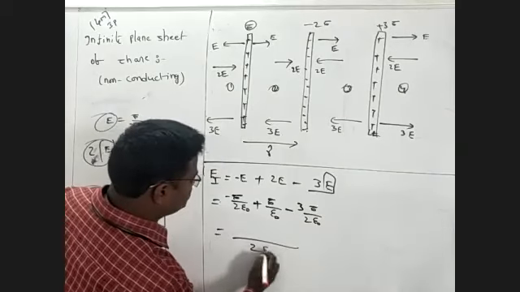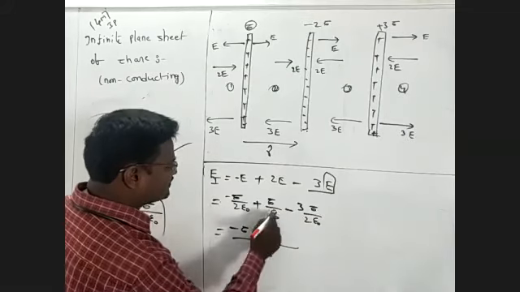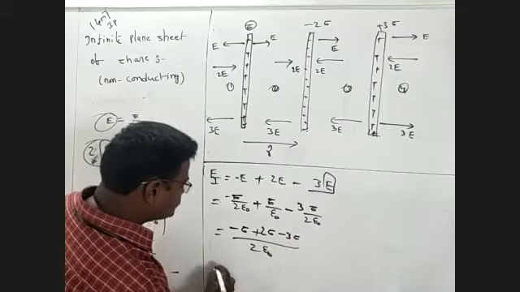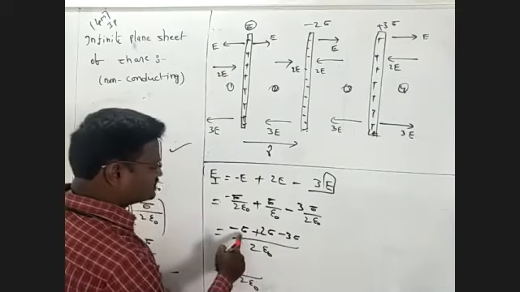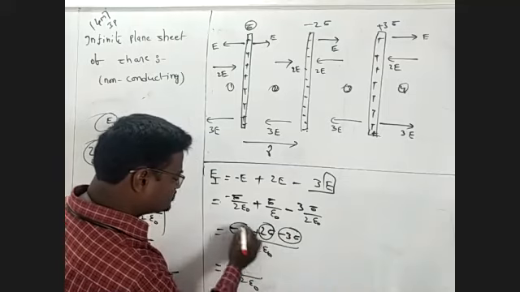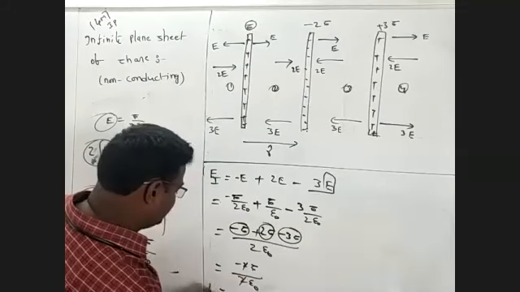Take the LCM 2 epsilon naught. The 2 epsilon naught cancels, giving minus sigma plus 2 sigma minus 3 sigma. So finally over 2 epsilon naught, this is minus 2 sigma. The 2 cancels, so minus sigma by epsilon naught.